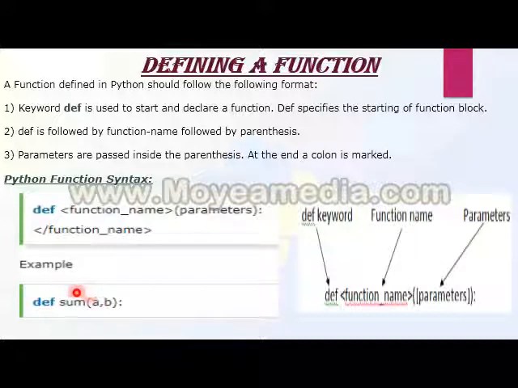This function sum is started with the keyword def. Now def is followed by the function name followed by parenthesis, and within the parenthesis there are parameters. Here sum is the function name and it has parentheses. Parameters are passed inside the parentheses. At the end, a colon is marked. Parameters are not mandatory, but if needed, they can be passed like a comma b, and at the end, a colon is used.